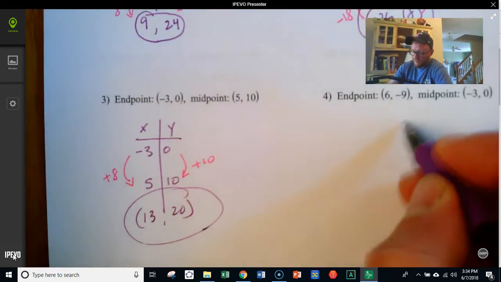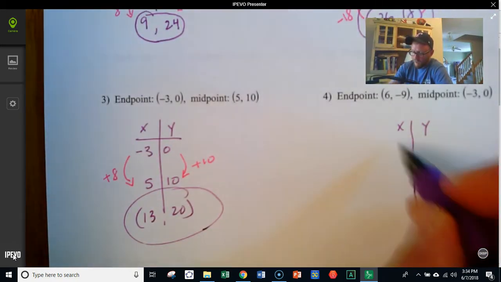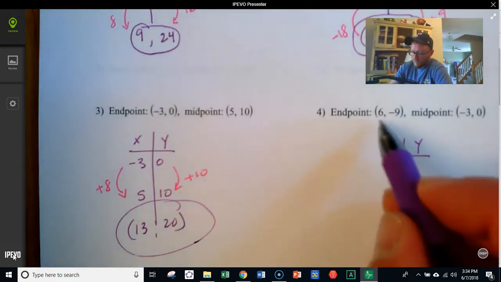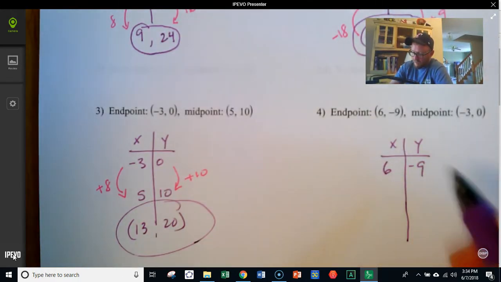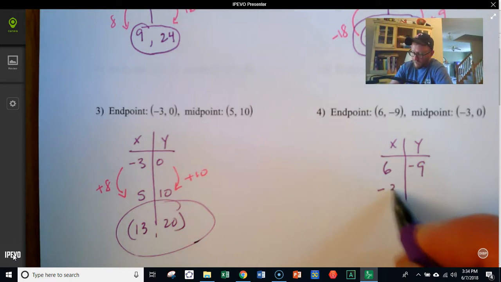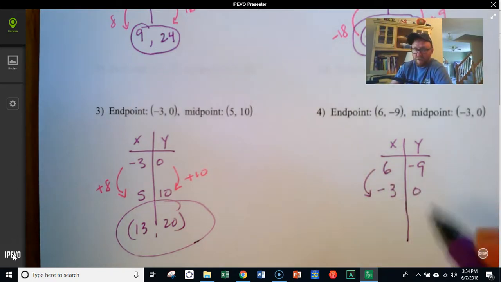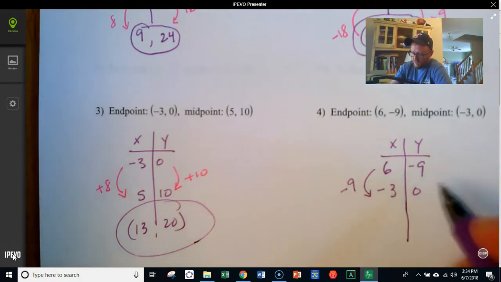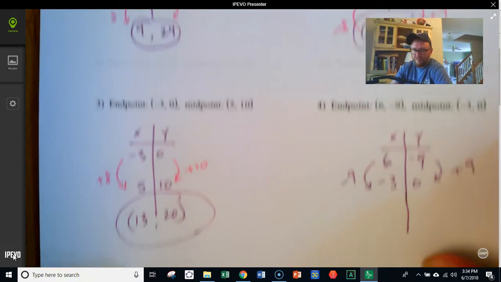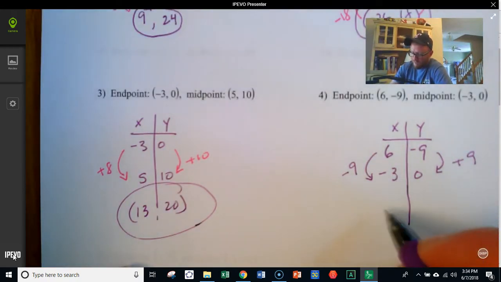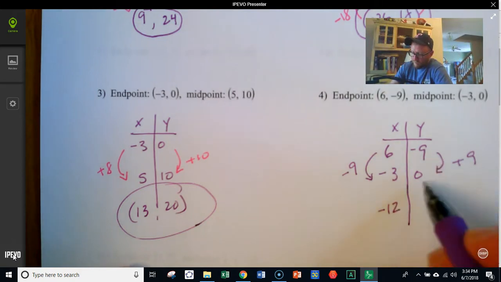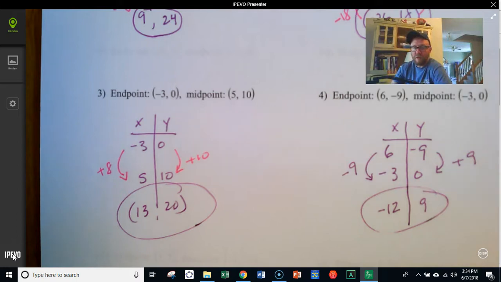Here, I've got xy. So I've got 6, -9, and I've got -3, 0. From 6 to -3 is down 9, and from -9 to 0 is up 9. So if I go down another 9 from -3, I get -12. If I go up another 9 from 0, I get +9. So -12, +9.